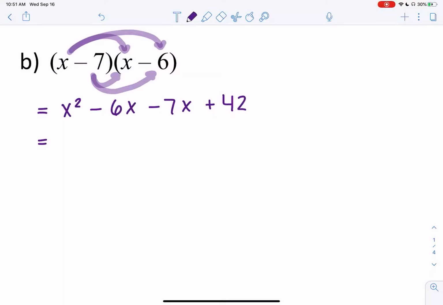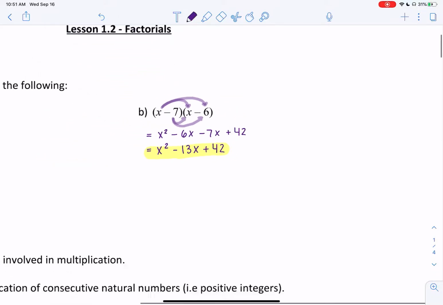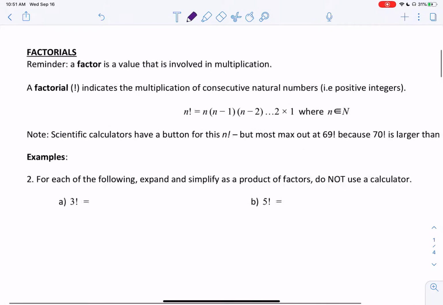And again, I collect those like terms. So those are terms that have the exact same variables raised to the same exponent. So x squared minus 13x plus 42. And that is our final answer. So now we can move on to our next topic.